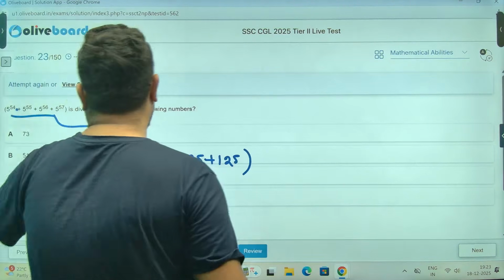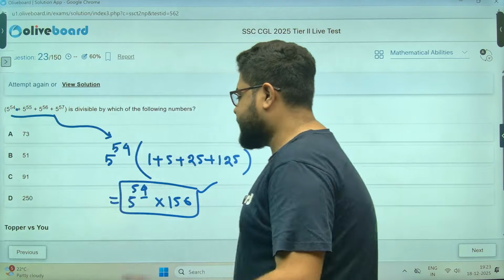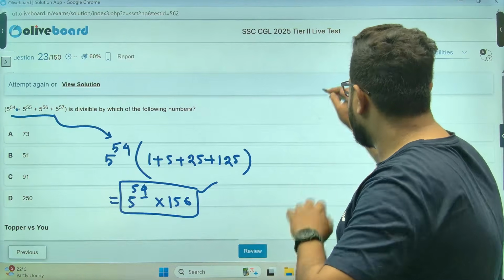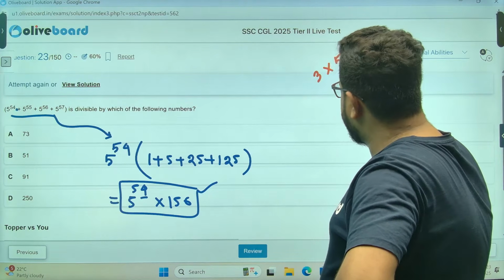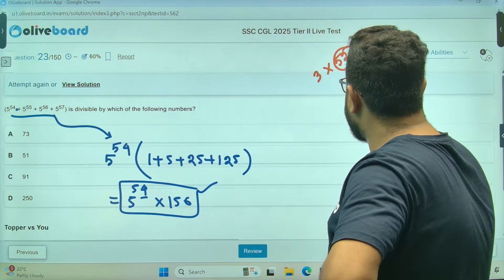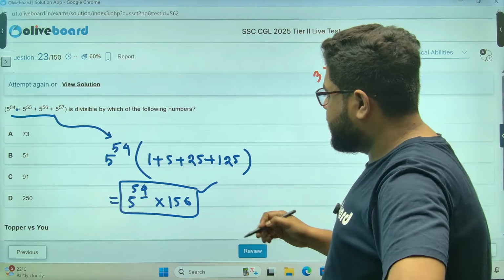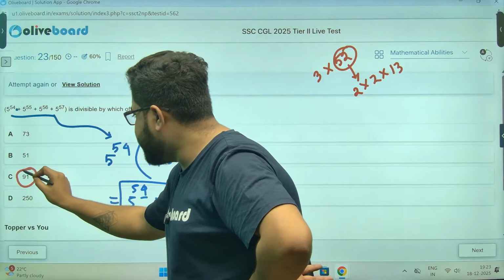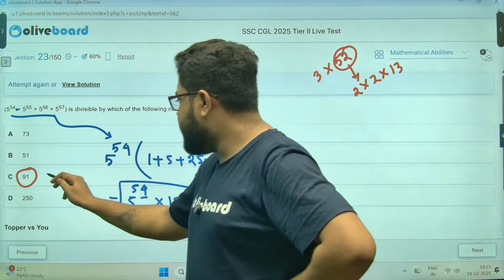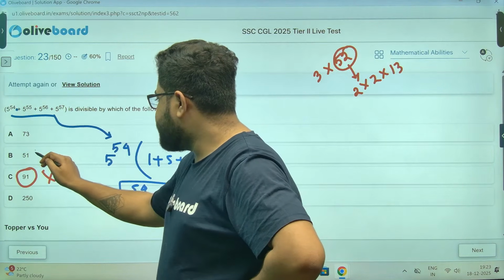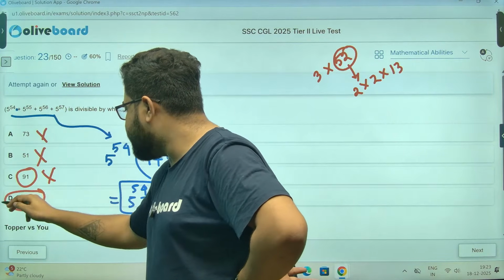Now I need to check with the options. 156 means 3 times 52. 52 means 4 into 13, so 2 into 2 into 13. A multiple of 13 is 91, but I need 7. 7 is not there, so 91 is not possible. 17 is not there either. So 250 is the only possible answer.